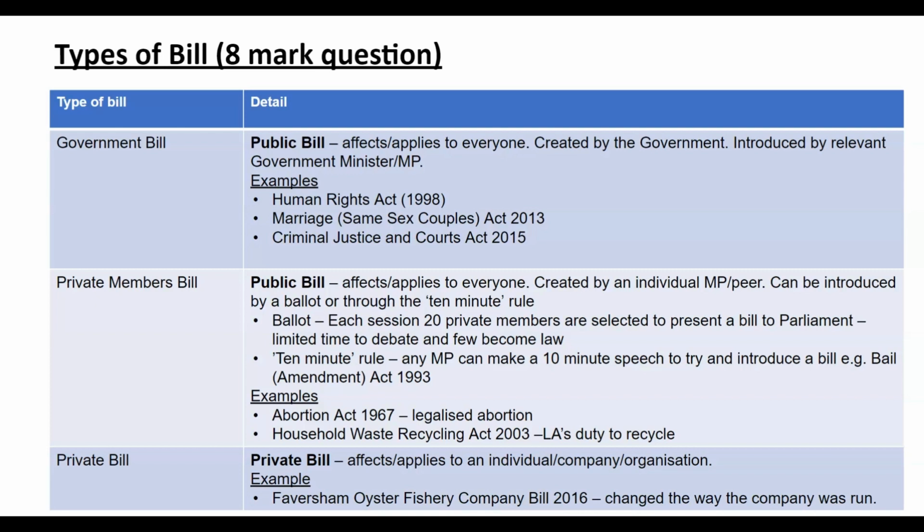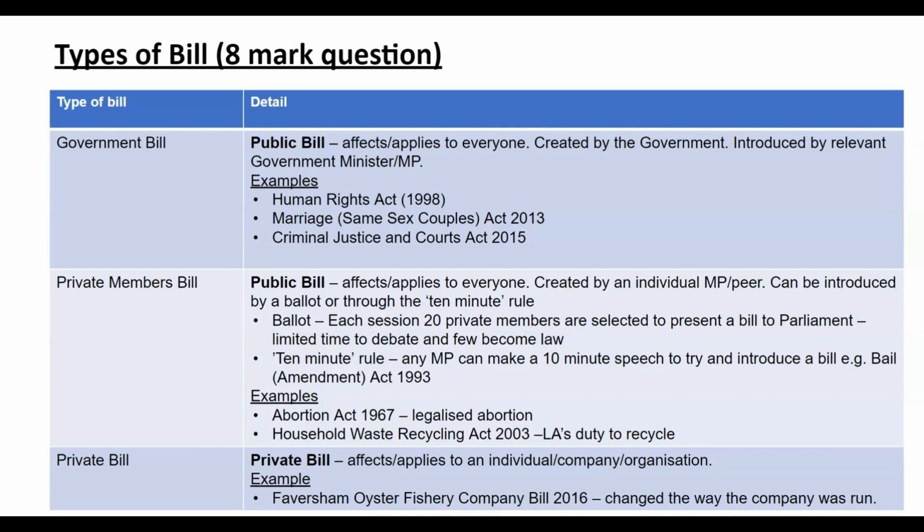Now, the government bill and a private member's bill are both examples of public bills. Just to clarify that, public bills are bills that affect the public, clearly, so they're well named, whereas you can see a private bill underneath only applies or affects an individual company or organisation, so they are different in that regard. But a government bill and a private member's bill are both public bills, so you've got to be careful not to get confused here between private members' bills and private bills.